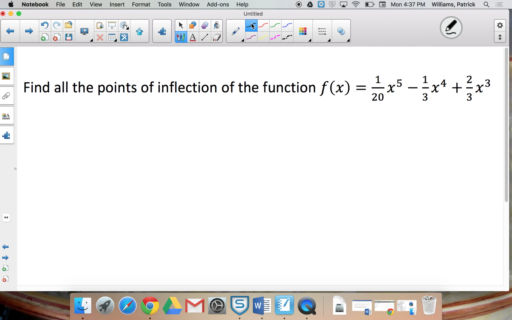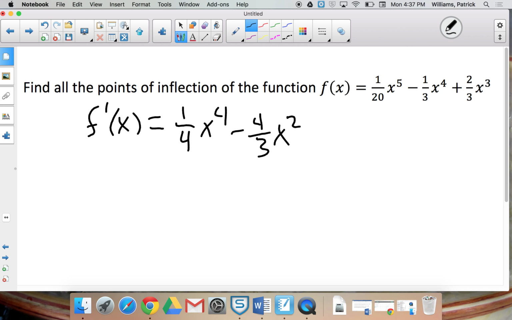If you've tried it out, the first thing you should do is remember that points of inflection are related to a second derivative. So you should find a second derivative. But in order to find a second derivative, we have to find the first derivative. In this case, you should have gotten that the first derivative would have been 1/4 x to the fourth minus 4/3 x cubed plus 2x squared. I'm sorry, this would be 4/3 x cubed, not x squared. Sorry about that. Okay, so now that we have this, we're going to need to find the second derivative.